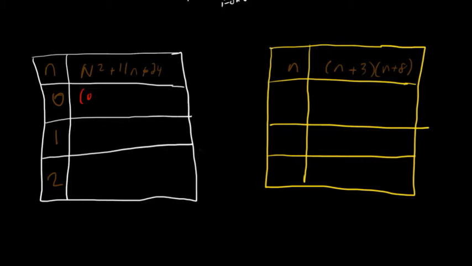Okay, let's do it like this. Let's do 0 squared plus 11 times 0 plus 24. Well, this will equal to 0 squared will be 0, plus 11 times 0 is 0. So this goes 0 plus 24, which is equal to 24.